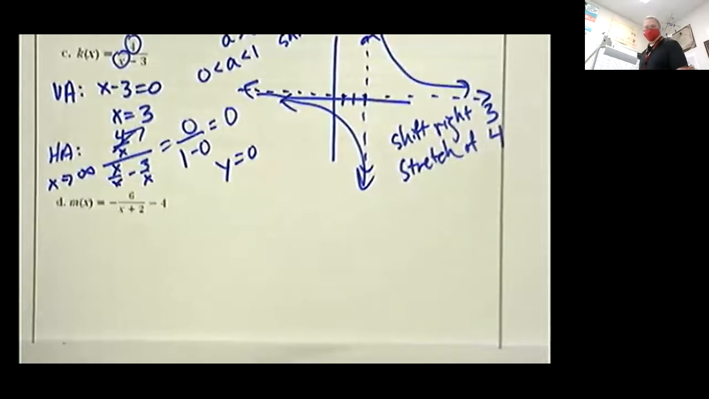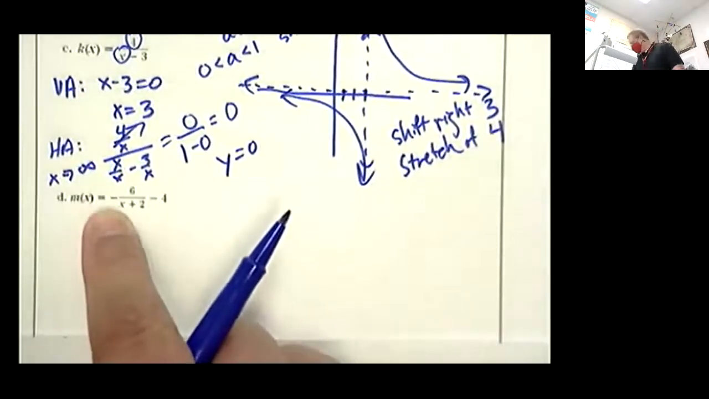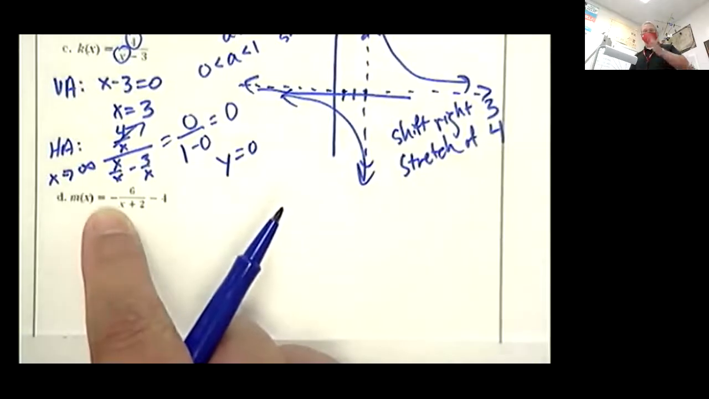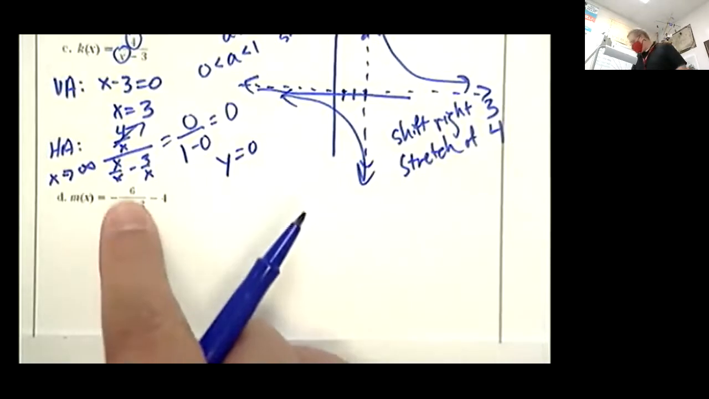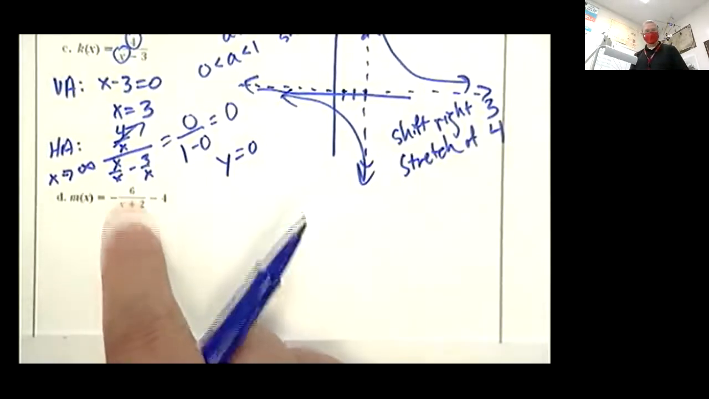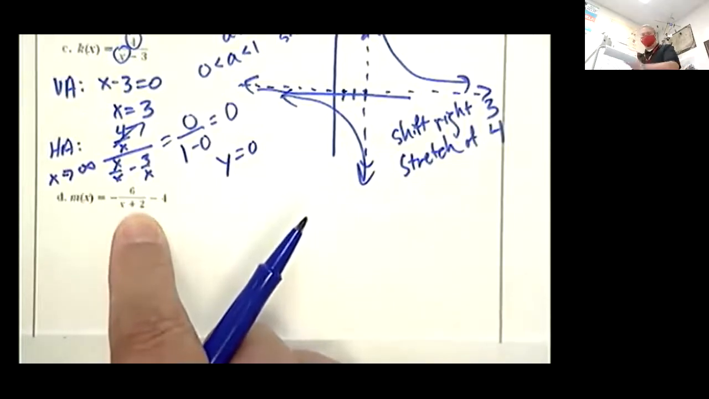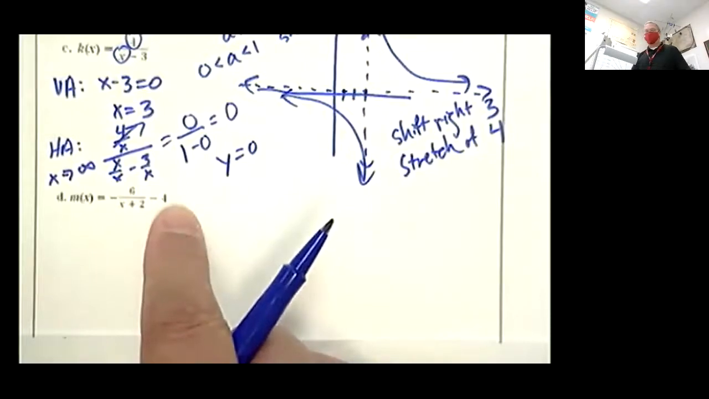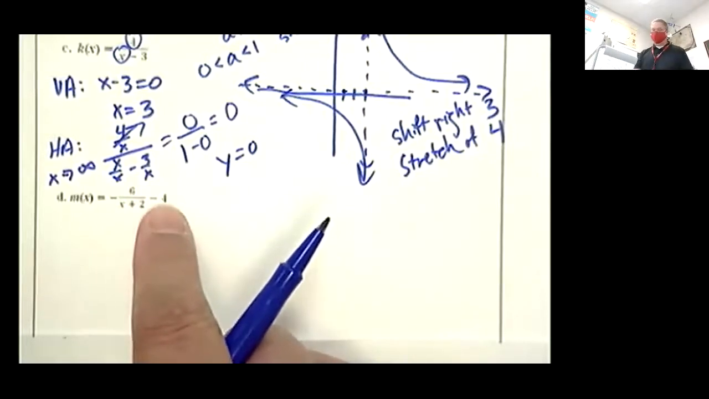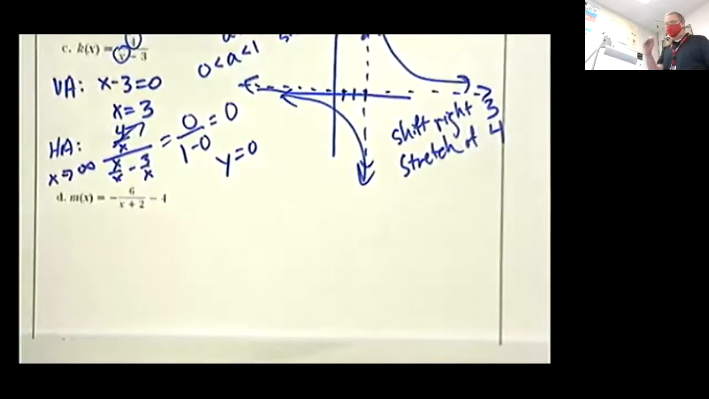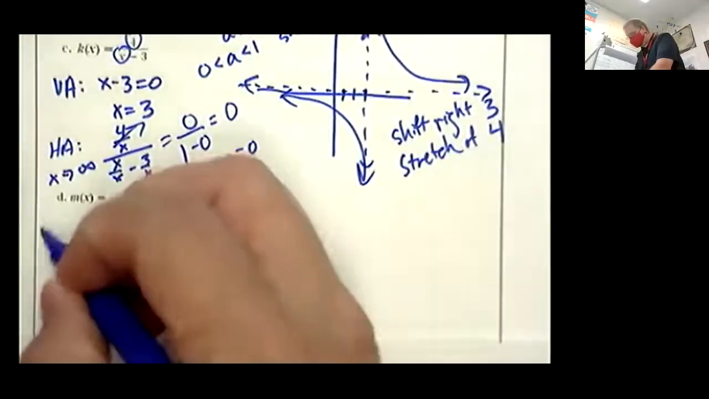Right, just using the rules we talked about before, we have a negative. What's the negative going to do? Well, that should result in a flip about the vertical axis. We have a 6. That's going to be a stretch. We have a plus 2. What's that going to do? That's going to shift our vertical axis left 2. It's the opposite. And we have a minus 4. That's our k, and that should drop the horizontal axis by 4. Let's see if all of that stuff happens.